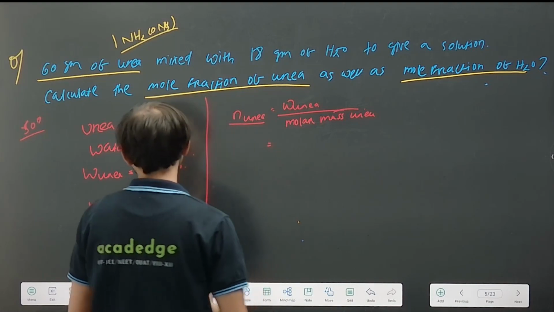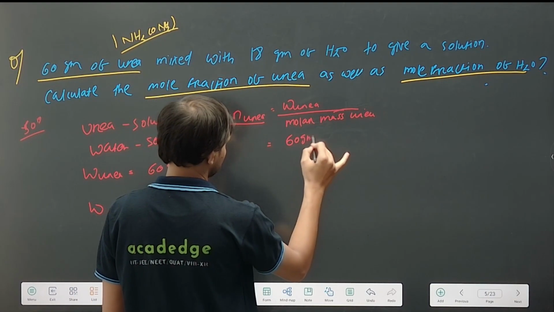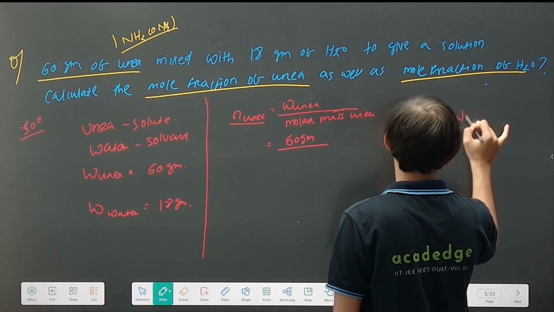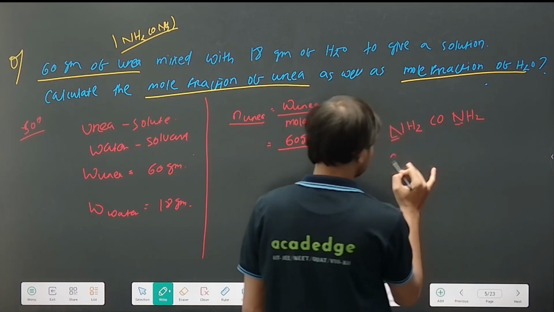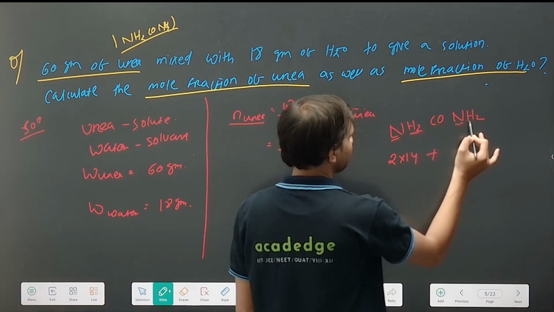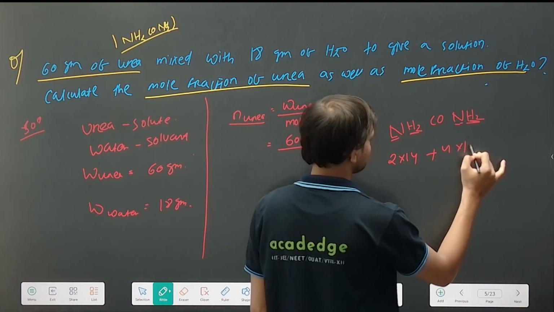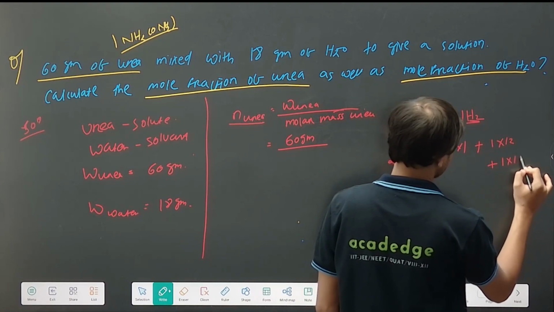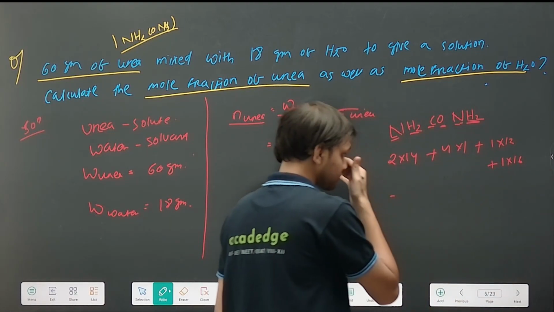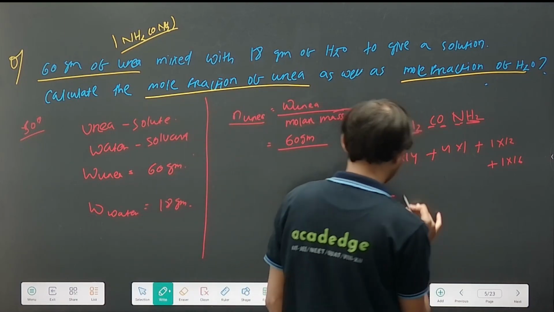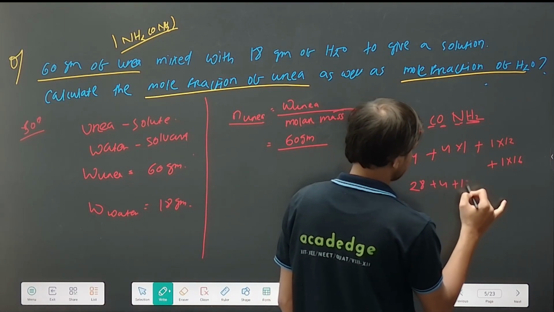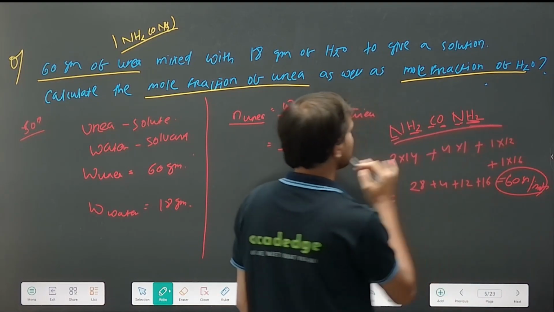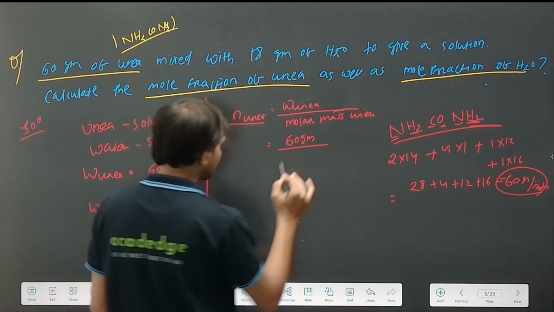Okay, what is the weight of urea given to you? It's 60 gram, right? What will be the molar mass of urea? So here NH2CONH2. Here 2 moles of nitrogen are given, so 2 into 14 plus 4 moles of hydrogen, so 4 into 1, plus 1 mole of carbon, so 1 into 12, plus 1 mole of oxygen, so 1 into 16. If I sum up all these values, 14 into 2 is 28, plus 4 plus 12 plus 16, so it is going to be 60 gram per mole. That means 1 mole of urea weighs 60 gram. So the molar mass is coming out to be again 60 gram.